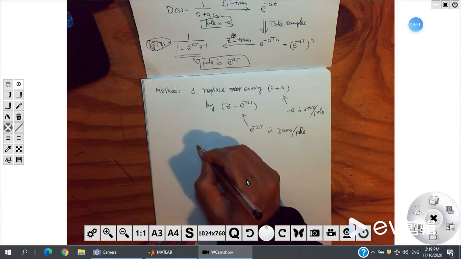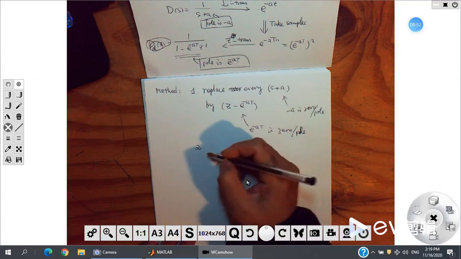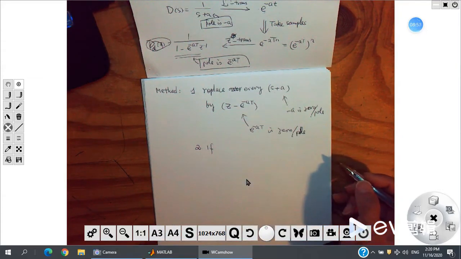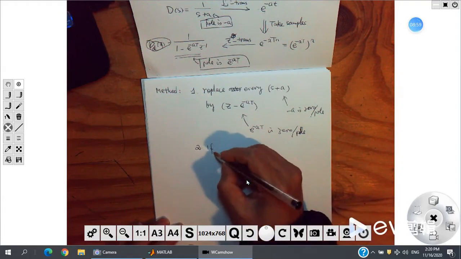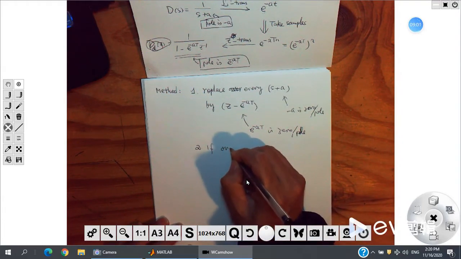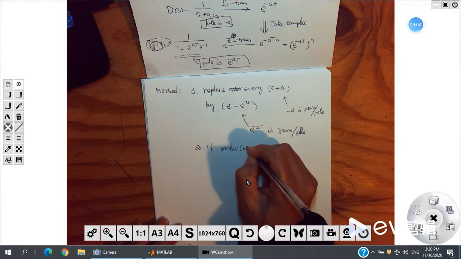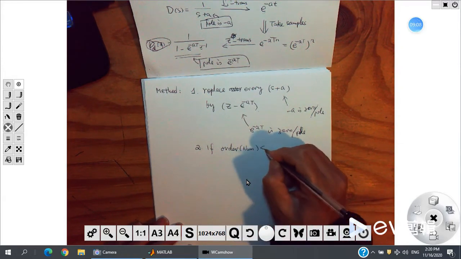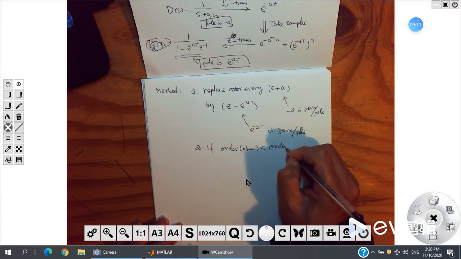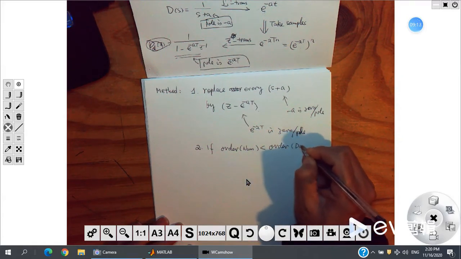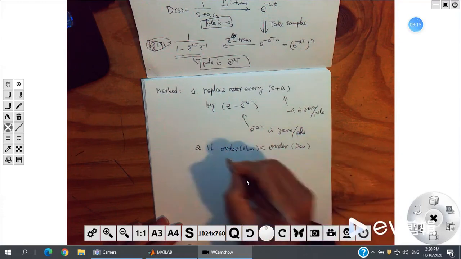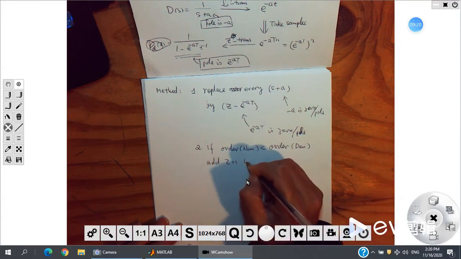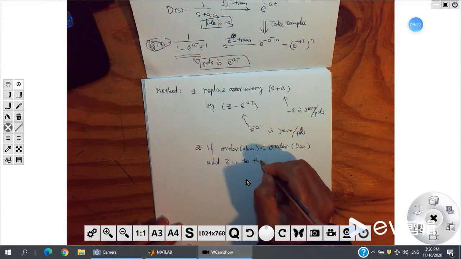Then second step, after replacement, actually before the replacement, doesn't matter, the order is the same. We check the order of the numerator. If this is smaller than the order of the denominator, then add Z plus 1 to the numerator.